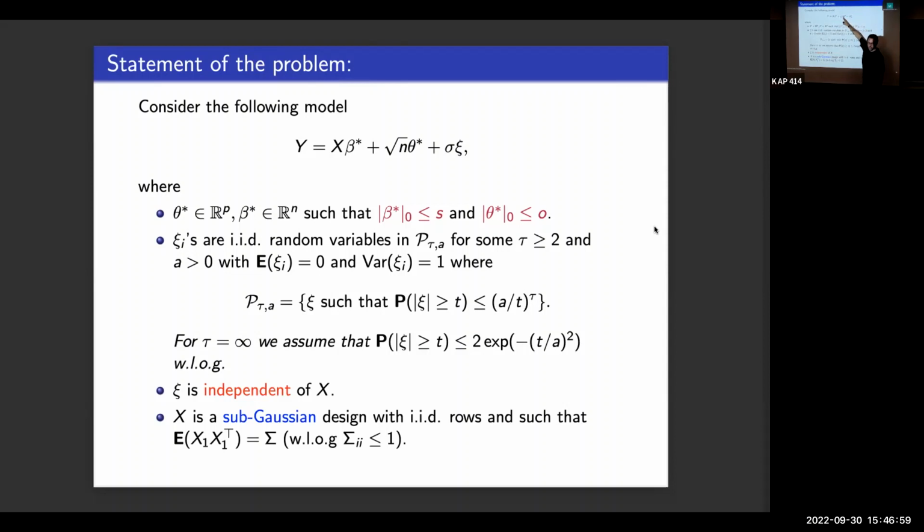This is the adversary in some sense. You can think of theta star as some adversary that would take your n observations and modify maybe O entries among your n. So theta star only has O coordinates different from 0. We don't know what theta star is. That's the adversary that can change any of your entries. And beta, the coefficient, the signal we're trying to estimate, is also sparse.